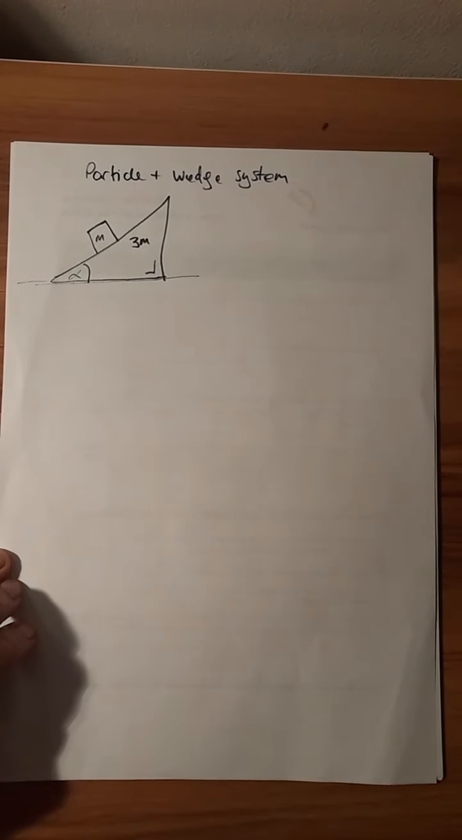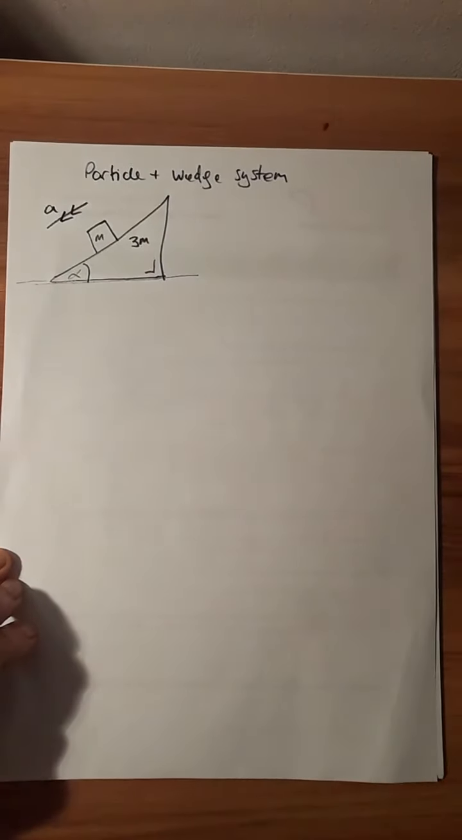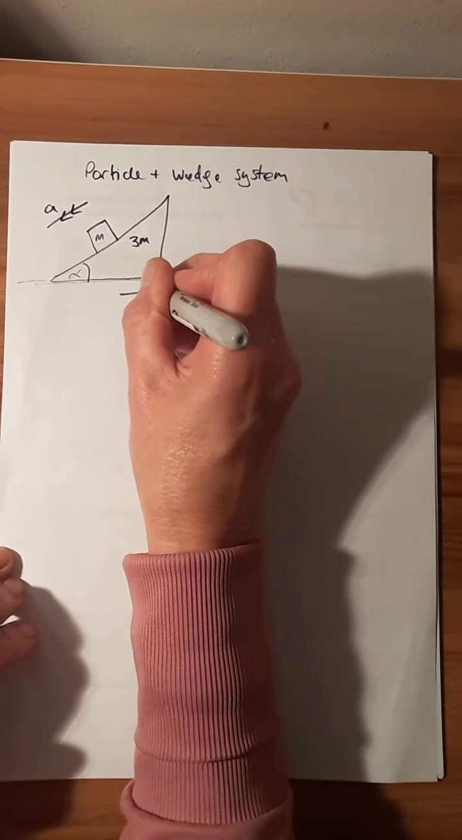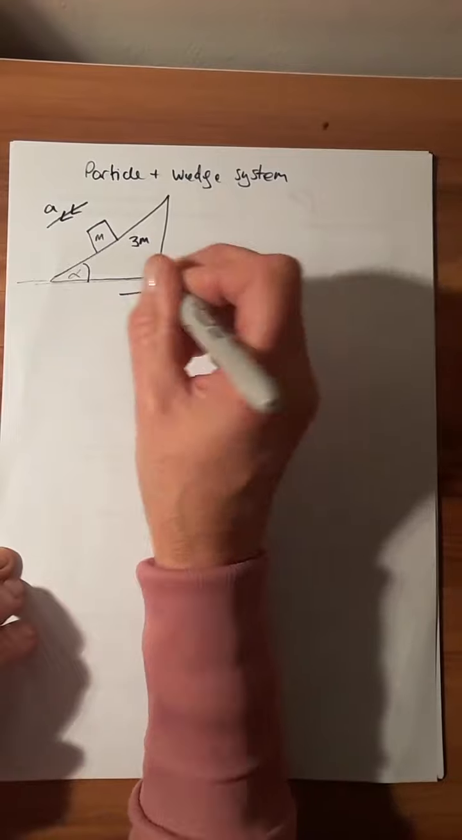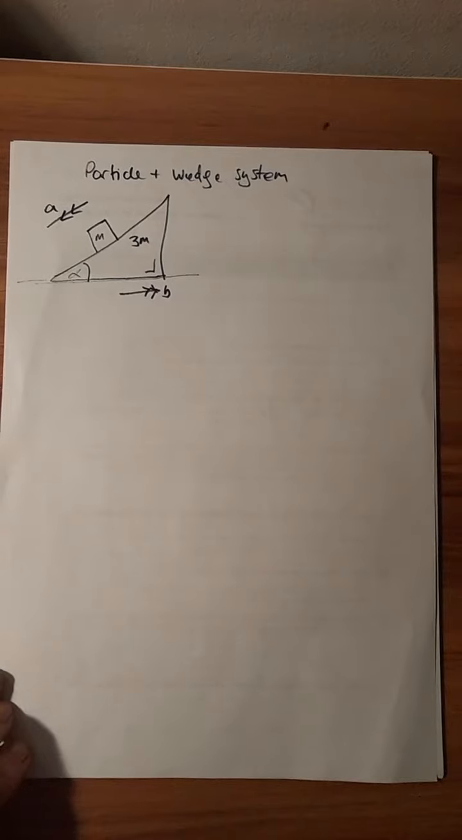And when the system is released from rest, the particle begins to accelerate down the inclined face of the wedge. So it acts down like that with an acceleration of a, and the wedge has a consequent horizontal acceleration to the right. So the wedge's acceleration I'm going to call b. This is different to the systems we did last year, which were fixed planes, where the plane didn't move. You had a particle on the plane, but the plane didn't move. Now we have a wedge that moves.